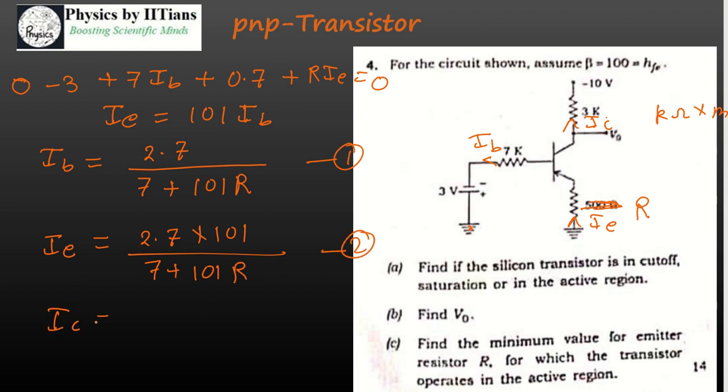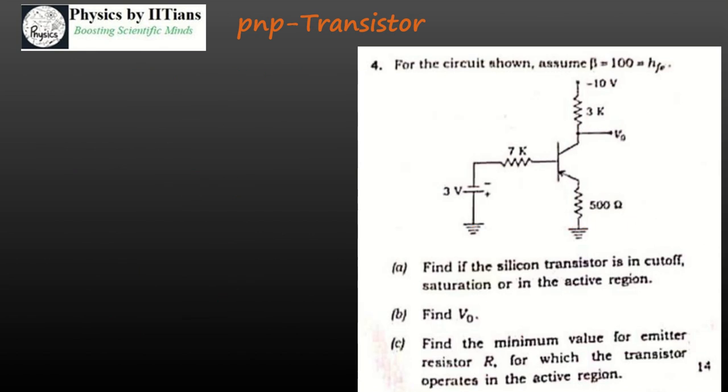Similarly, IC will be beta times IB, that is 100 times IB, because beta is given as 100. So it is 2.7 times 100 over 7 plus 101 R. This is the third equation. Now, using these currents, we will again find the voltages. Those voltages will now be in the form of R. So let's write the voltages.